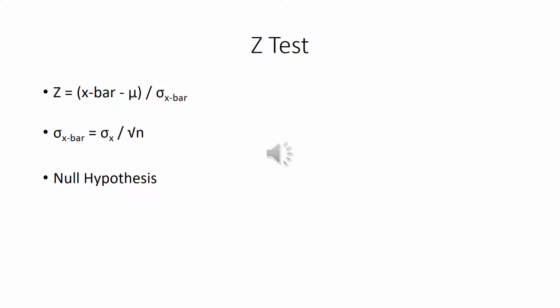Now, the null hypothesis is that the number you're looking at is not significantly different from any other member of that population. That's the null hypothesis.